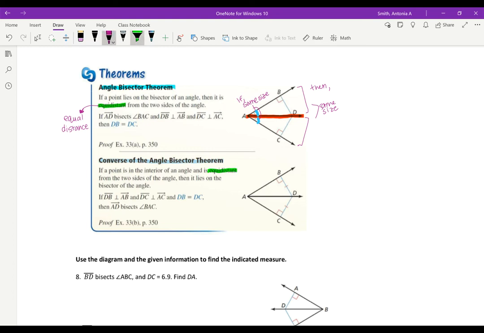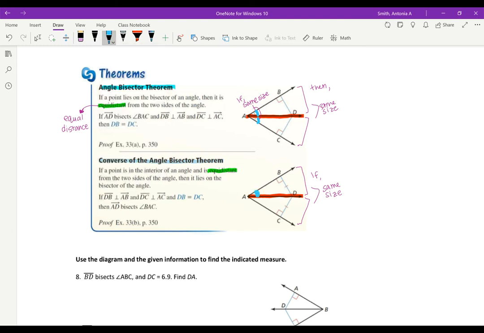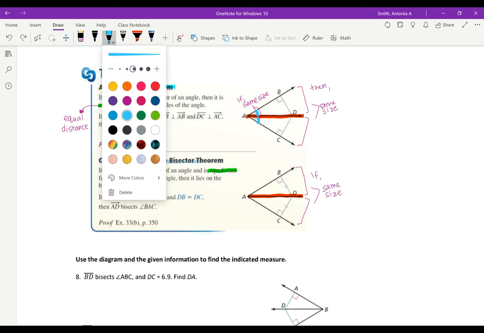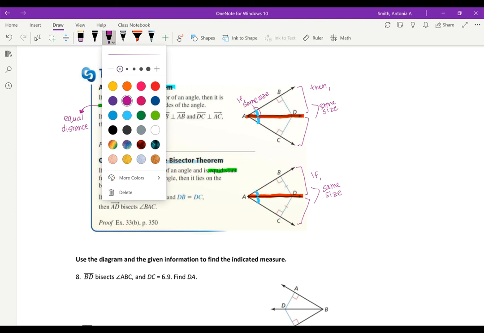But what this is saying is we still have our angle bisector, but this says that if these two are the same size, not side, okay, then your angles will be the same size as well.